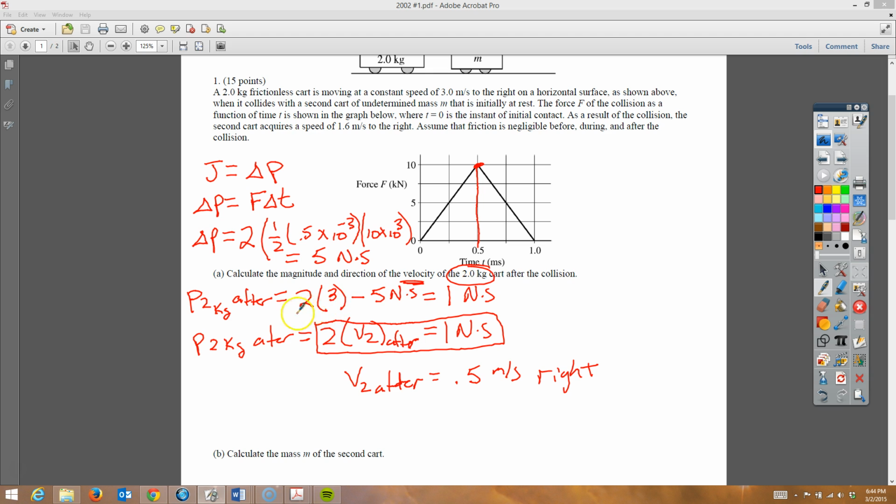So we had our momentum before, which was 3 times 2, minus the change in momentum, and that gives us our momentum after. Since we know the momentum after, we can say that it is equal to the mass times the velocity of that cart after, and we find that the cart is moving at 0.5 meters per second to the right.